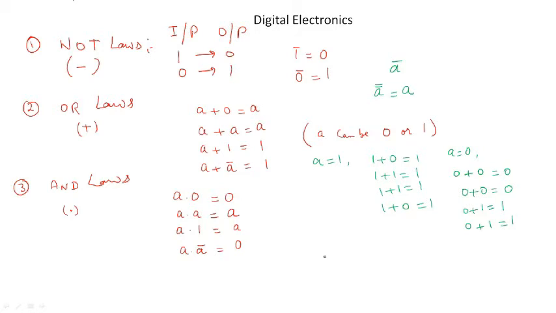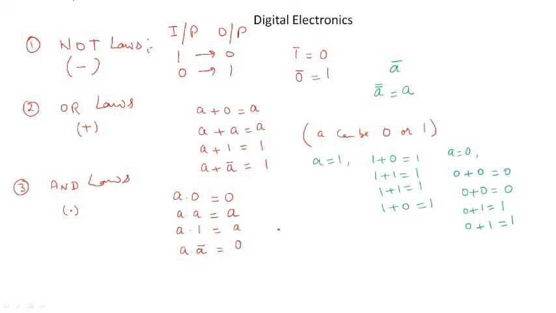The third law is the AND law. It is represented by a dot, and the functions are A dot 0 is equal to 0, A dot A is equal to A, A dot 1 is equal to A, and A dot A bar is equal to 0.